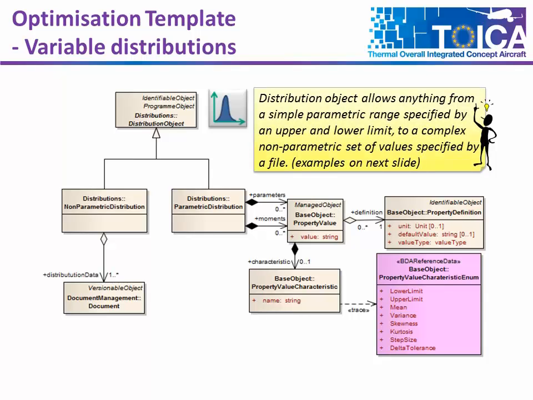Now to look in more detail at distributions. There are two types of distribution. A parametric distribution, where parameters and moments can be used to define a distribution, or a non-parametric distribution, where a distribution is defined by an associated document. Classifications can be used to declare whether this distribution is continuous, discrete, uniform, normal, etc.